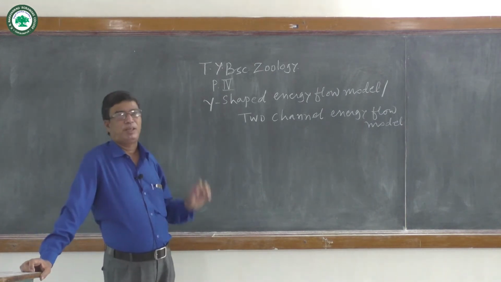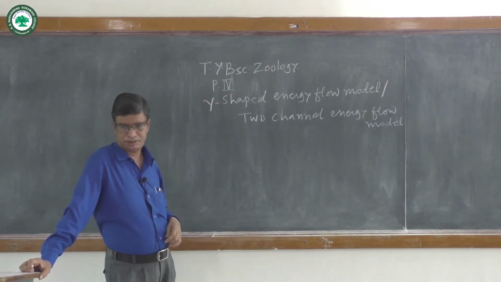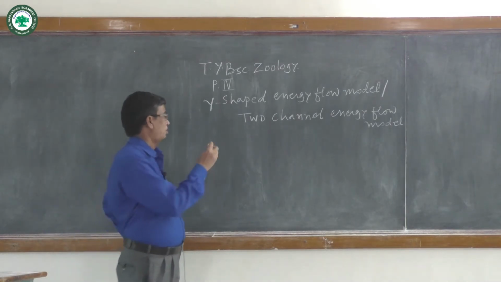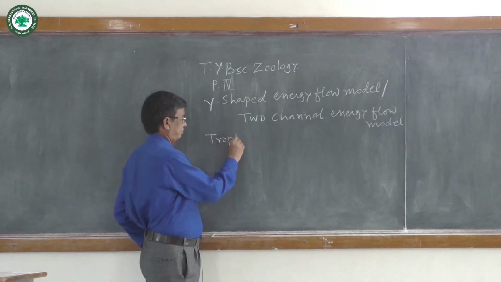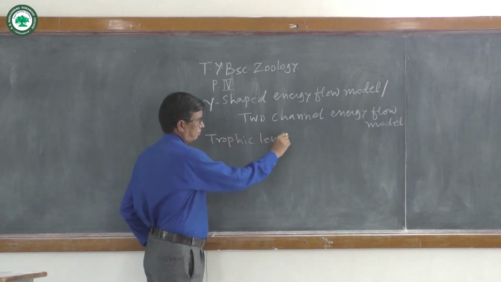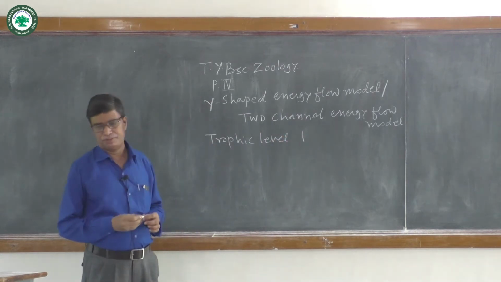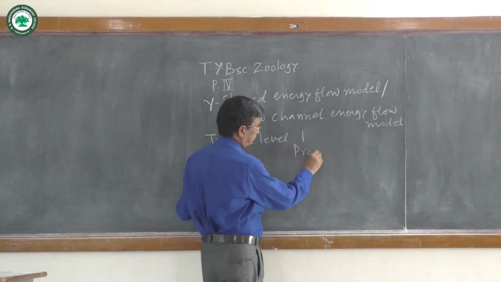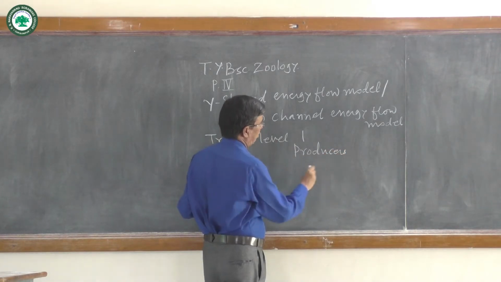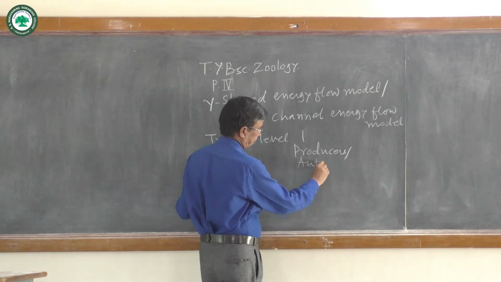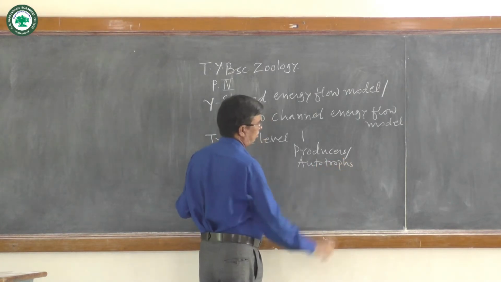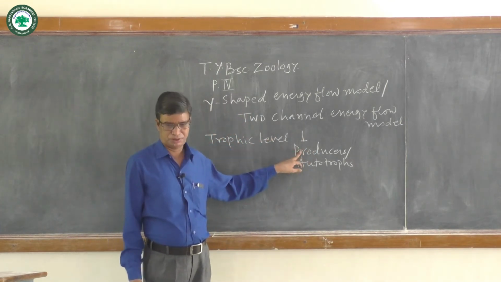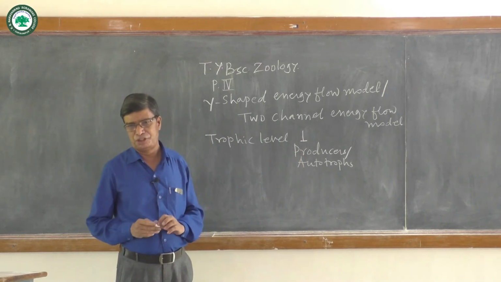Energy flows through different trophic levels. That is trophic level first. Trophic level first is called producers or autotrophs. This one is trophic level first. Trophic level first is producers in any ecosystem.